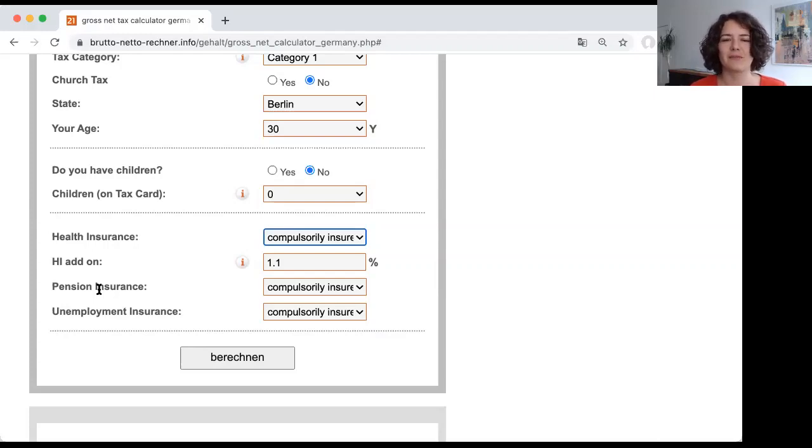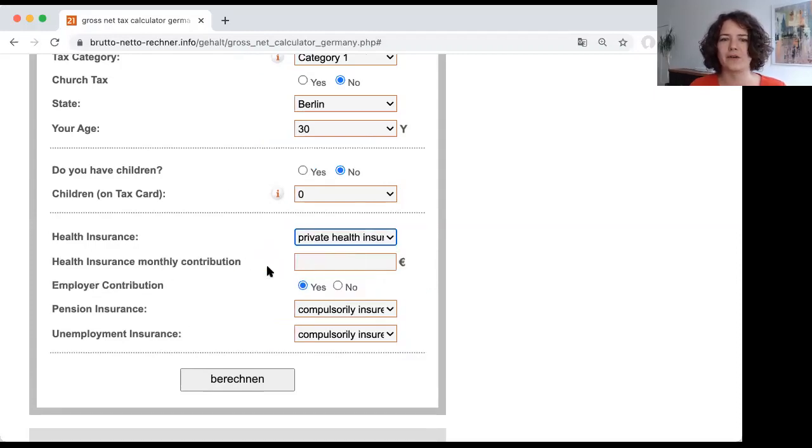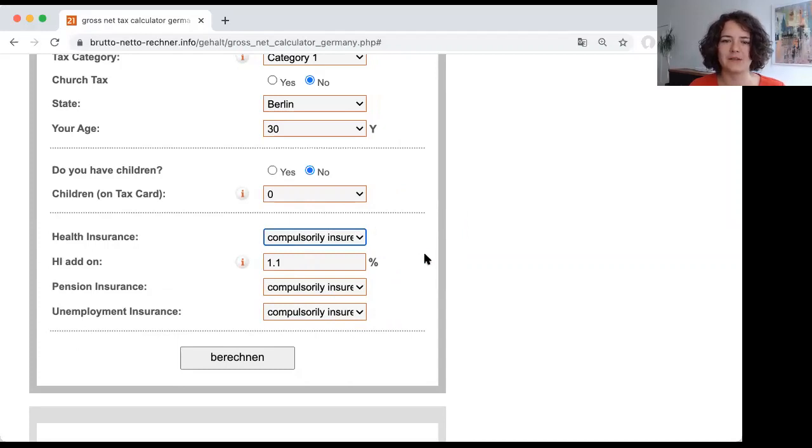It's different if you have a private health insurance. You would also see that if I go for private health insurance, it asks for your monthly contribution, because private health insurance can decide on that. That's why here I'm using the public one, because that's easier to calculate and it's the most probable case.